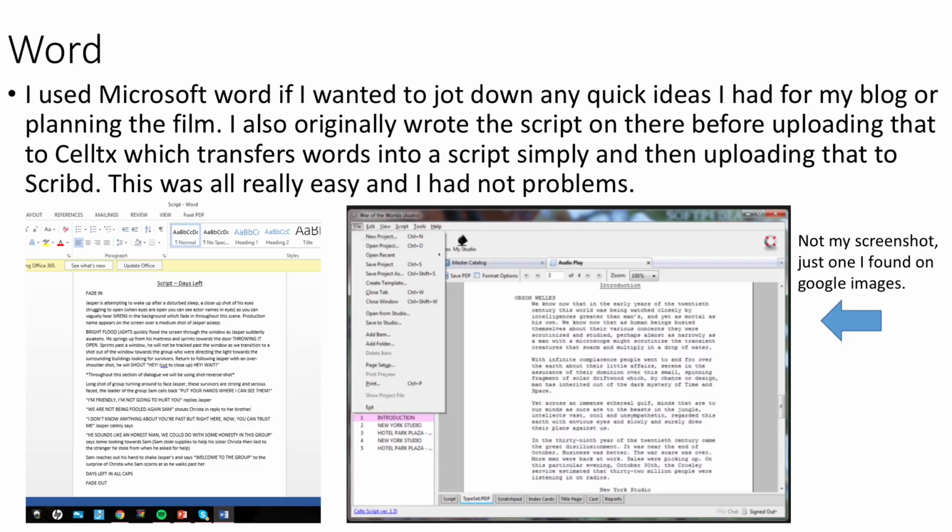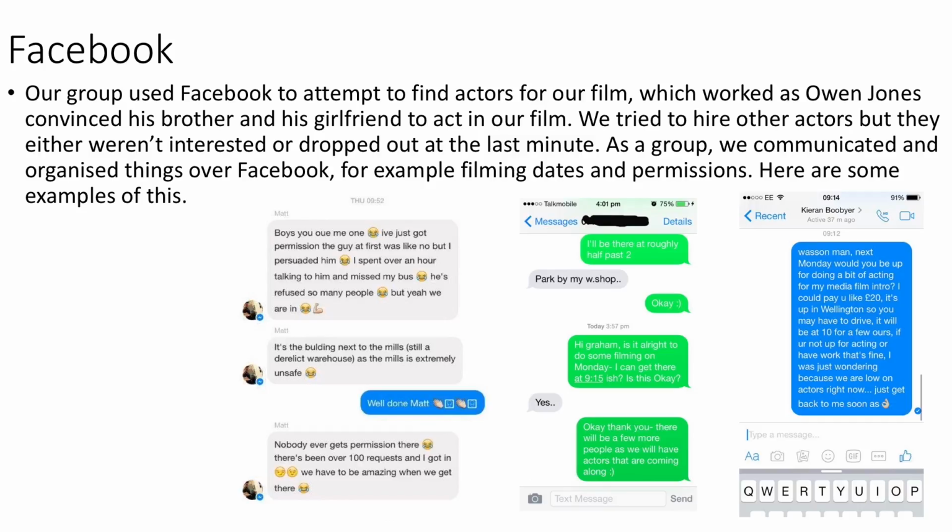Facebook. Our group used a Facebook group chat to attempt to find actors for our film, which worked as Owen Jones convinced his brother and his girlfriend to act in our film. We tried to hire other actors, but they weren't interested or dropped out at the last minute. As a group, we communicated and organised things over Facebook, for example filming dates and permissions. Here are some examples of this.